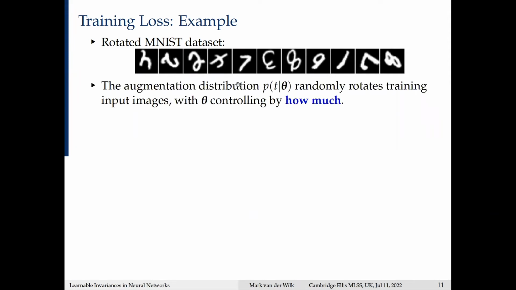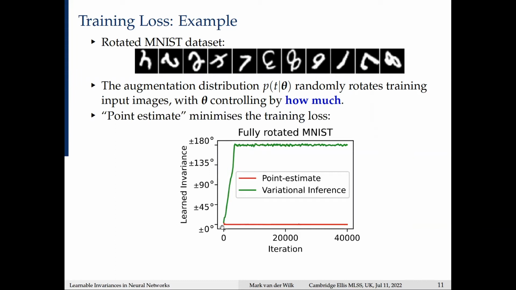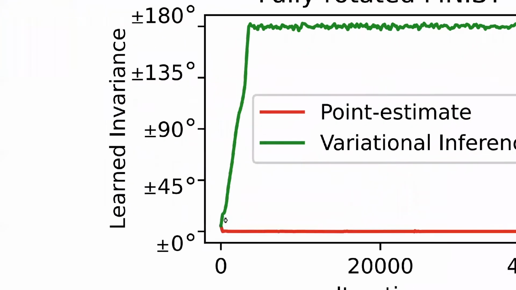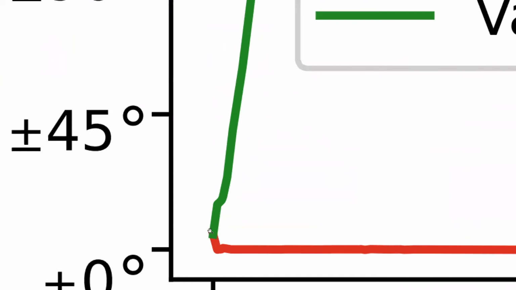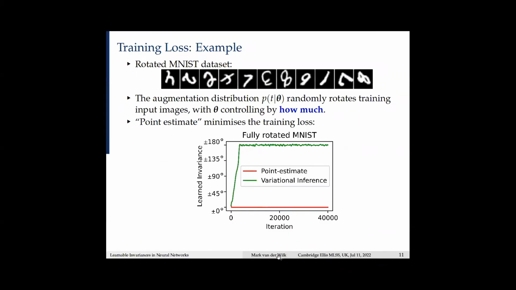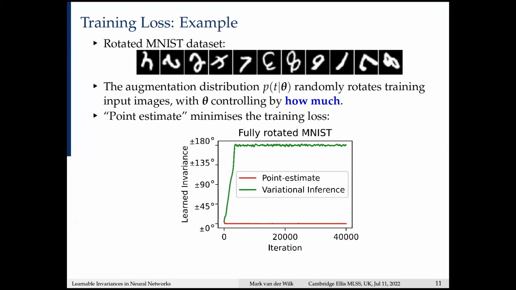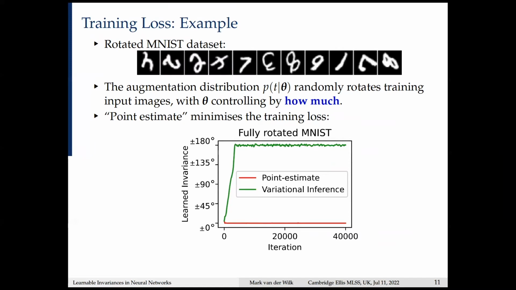The augmentation distribution that we might want to learn is to randomly rotate these digits to augment the data set, with theta controlling by how much. And here, in the red, I show what happens when you optimize one of these point estimates. Even though we initialize it at something slightly higher than 0, it immediately goes down and learns a data augmentation of 0 degrees. So it doesn't do what you want. Now, funnily enough, there's another method which we will talk about today, which actually does recover the right invariance.